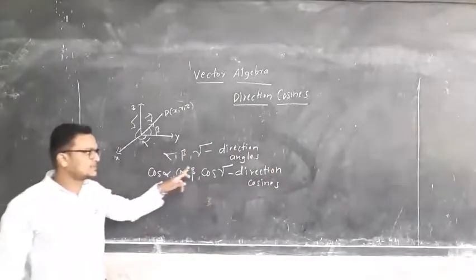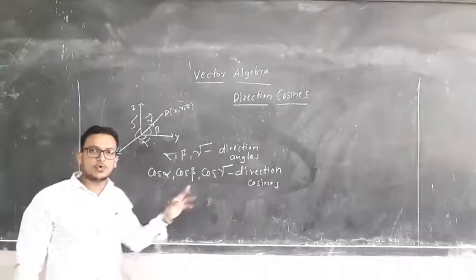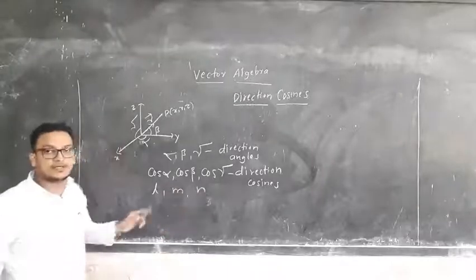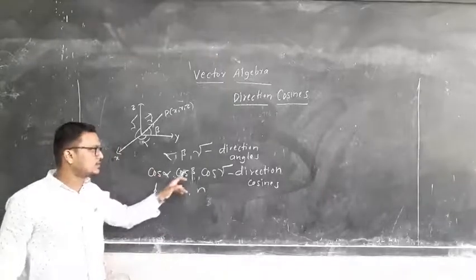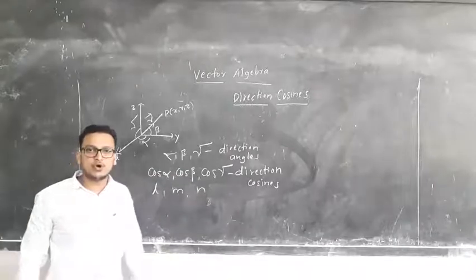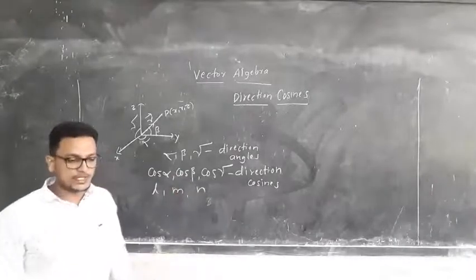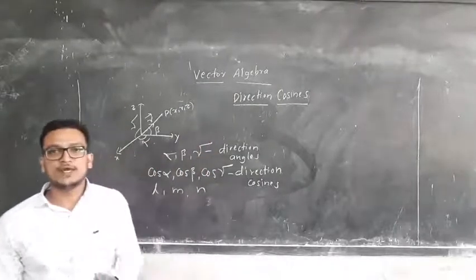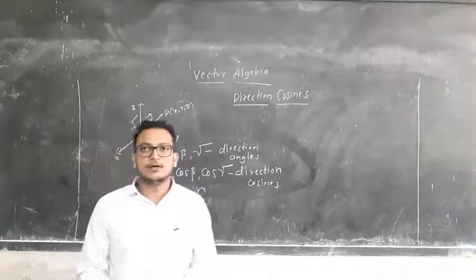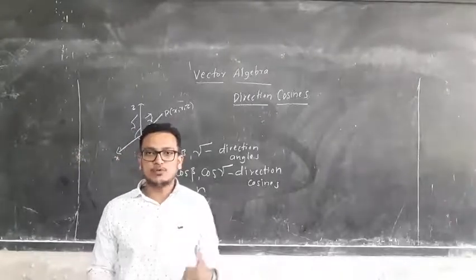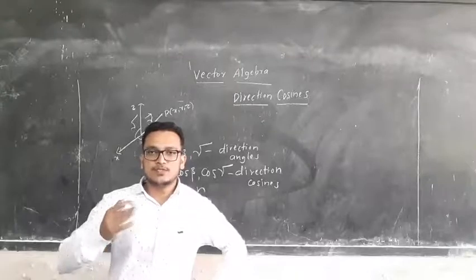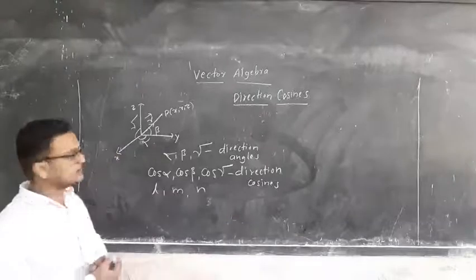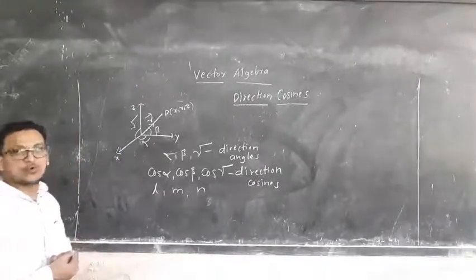Okay, so cos alpha, cos beta and cos gamma are called direction cosines and are denoted by L, M, N. L is equal to cos alpha, M is equal to cos beta, N is equal to cos gamma. You have to remember this. That formula is important to solve the 1 mark question. They will give you the angles and say find the direction cosines. That time you have to use that formula: L is cos alpha, M is cos beta, N is cos gamma. So this is the concept of direction cosines.